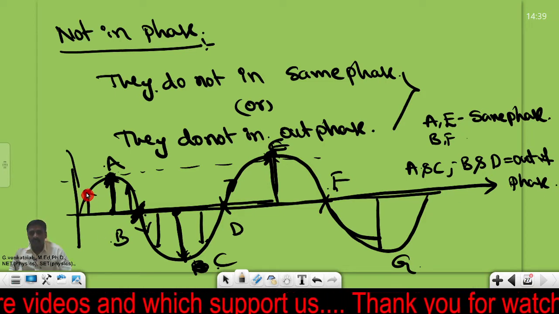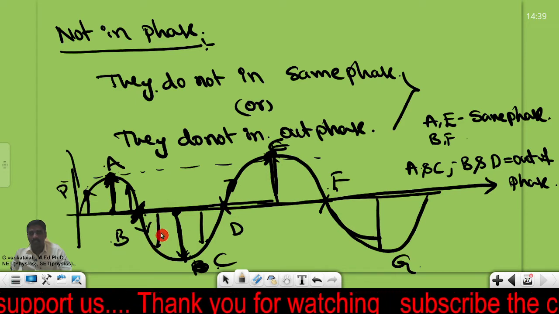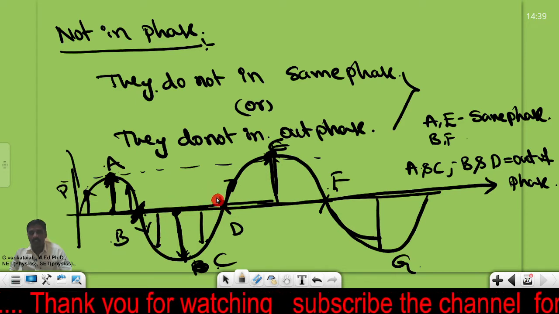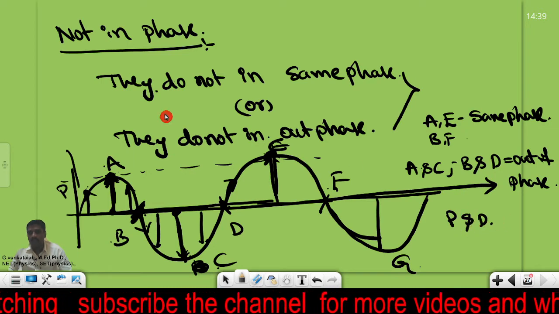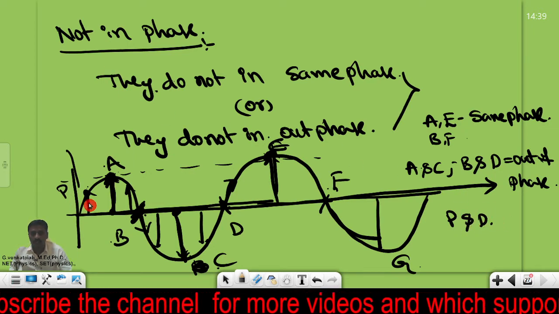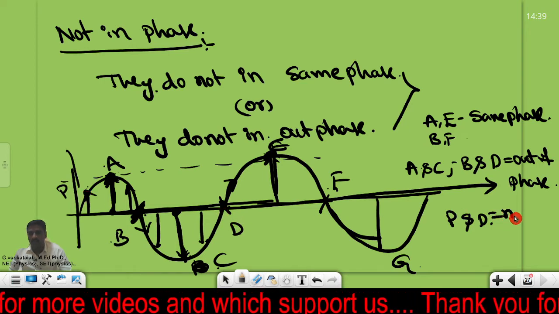Let me take any one of the particles. Let me take this as the P particle. Let me take one of the particles here somewhere, it is the D particle. So P and D particles are not in the same phase, and they are not out of phase either. They are not in phase.